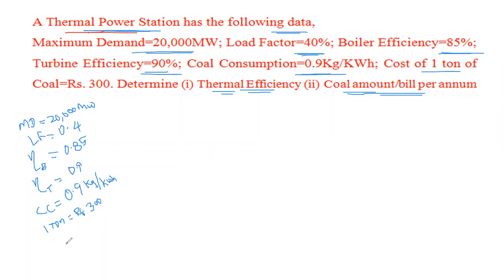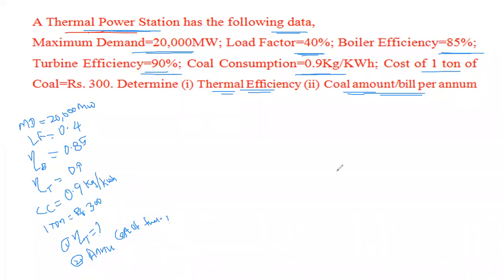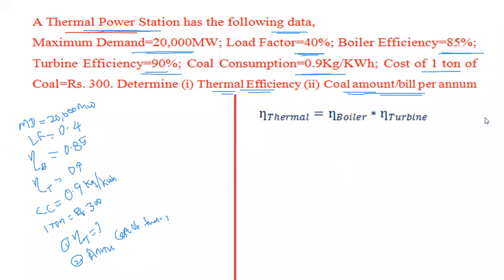Here we want to find out two parameters. The first is the thermal efficiency. The second is the annual cost of the coal, that is per annum: when we generate the power, how much coal is required, the annual cost of fuel. Now, based on the available data, we want to find the thermal efficiency. What is the formula?